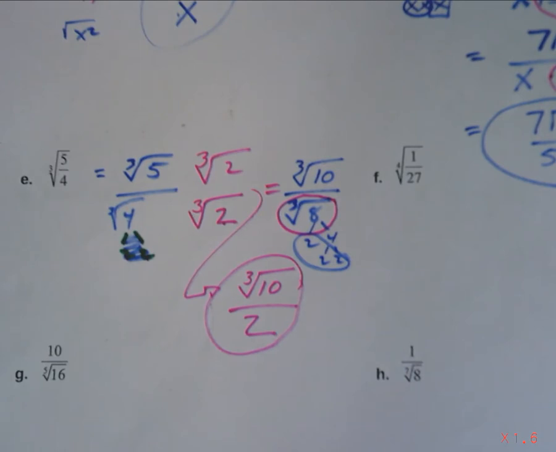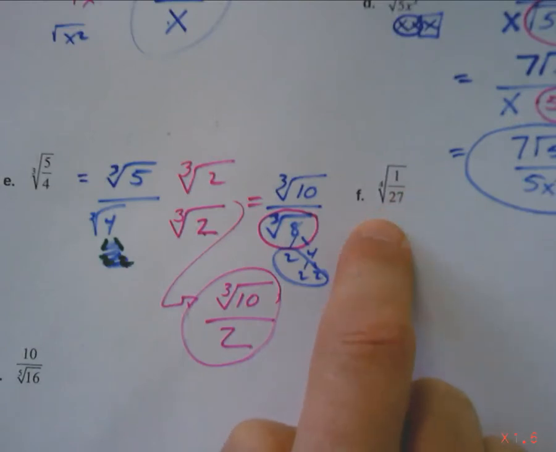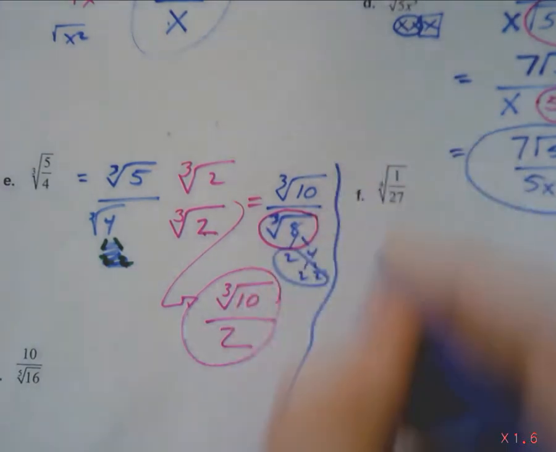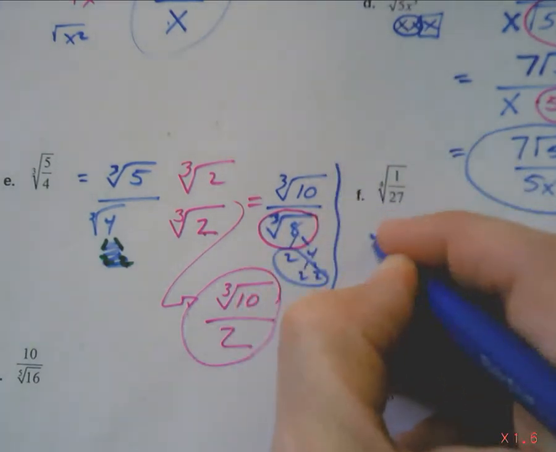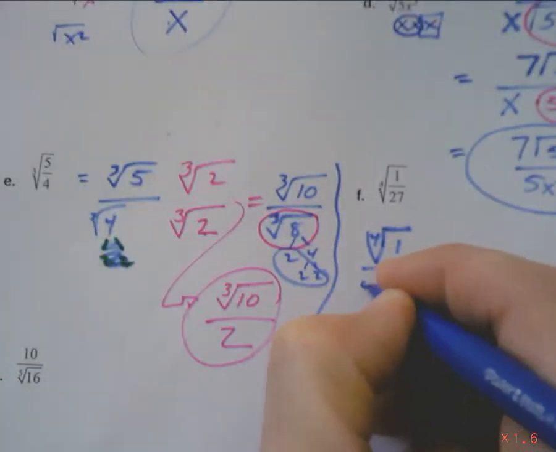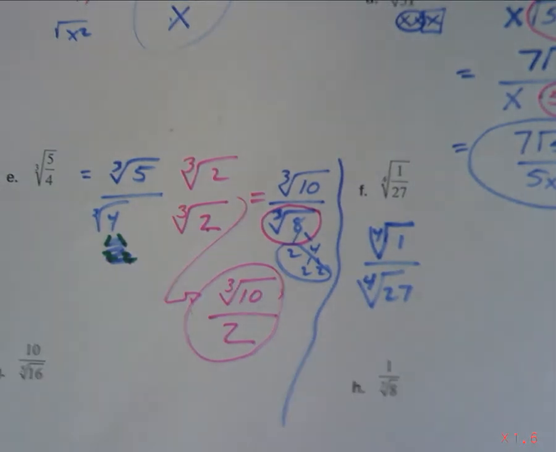Questions, y'all? All right, let's do a couple more here. So I got F. I have the 4th root of 1 over 27. Okay, so if I write this out, this is the 4th root of 1 over the 4th root of 27. And let me change this marker because it's dying here.